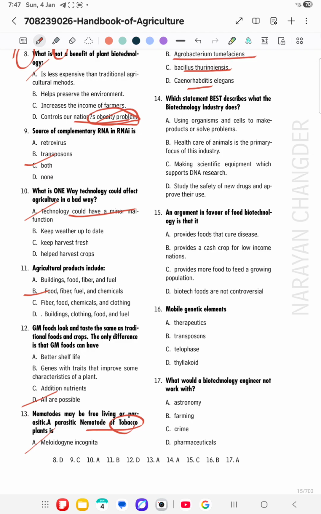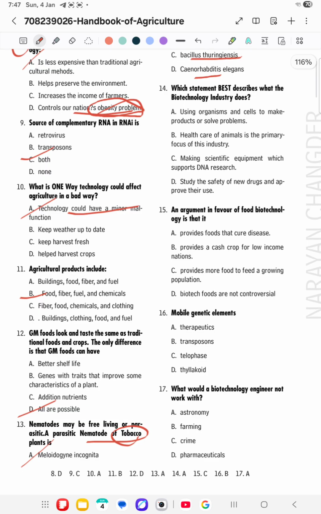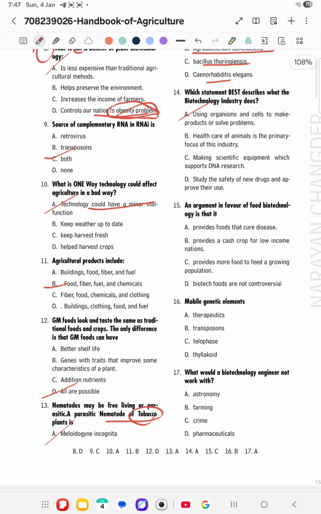Which statement best describes what the biotechnology industry does? Using organisms and cells to make products or solve problems. Healthcare of animals is the primary focus of this industry. Making scientific equipment which supports DNA research, study, and safety of new drugs. A. Yes. An argument in favor of food biotechnology is that it provides foods that cure disease, it provides cash crops for low income nations, it provides more food to feed a growing population, and biotech foods are not controversial. C can be the answer actually. Yes, I think C is the answer.